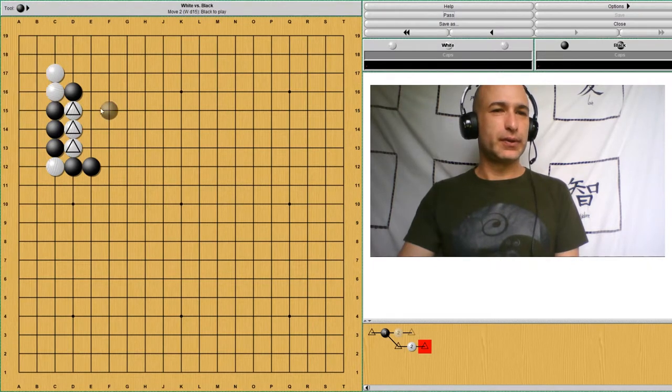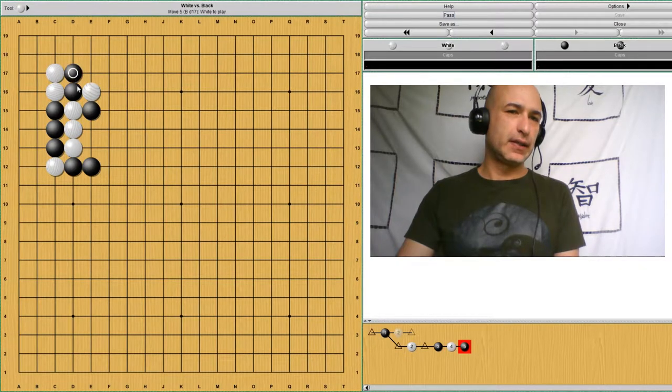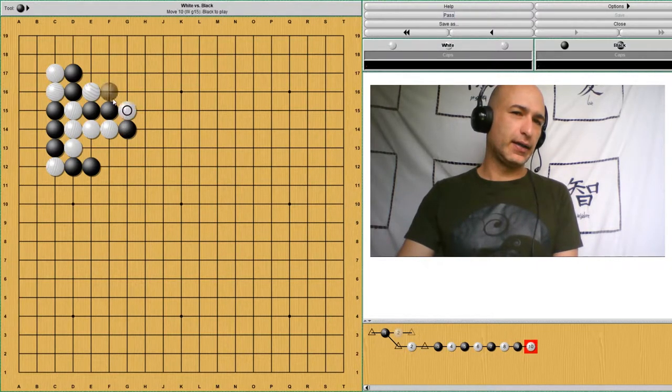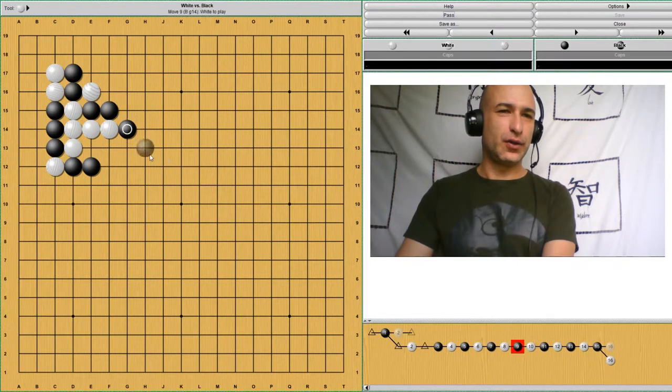So the most common play you would think about would be this one. In this case, it doesn't really work because white can atari here. And if black extends, white could just escape like this, right? And this doesn't really work because white can atari here again, right? And atari here again, and skip, right? So that doesn't work.